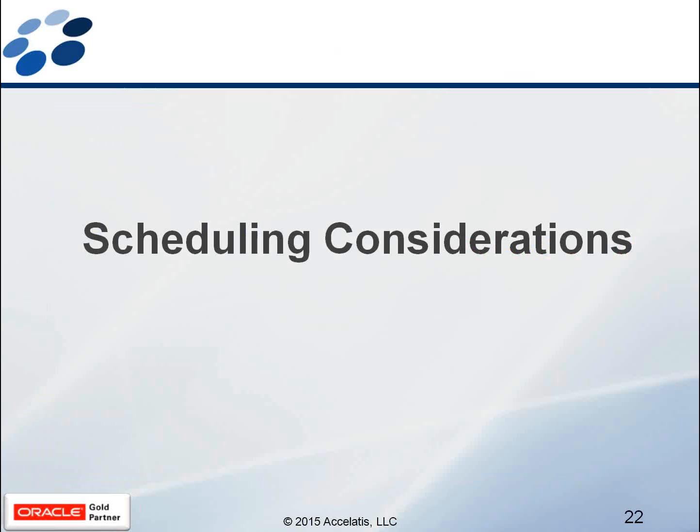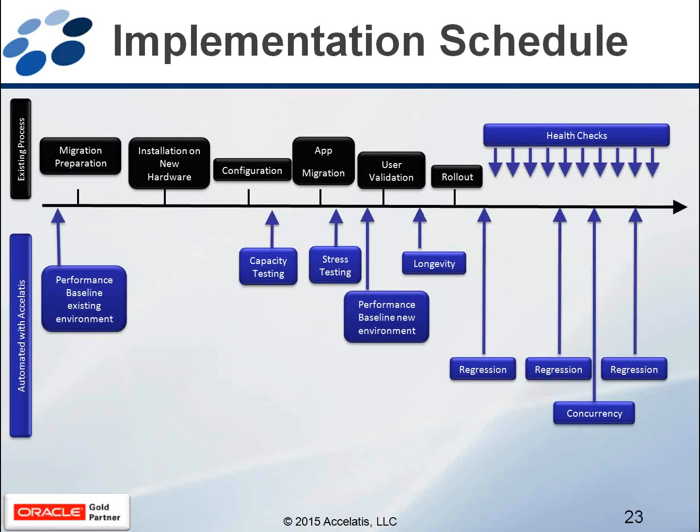Okay, so a couple quick things on scheduling. So those are the core test types. A couple of core things on scheduling. This is a very conceptual schedule of a product implementation, and the boxes in black are the different steps to prepare the migration, install the software, configure, migrate the app, eventually roll out.